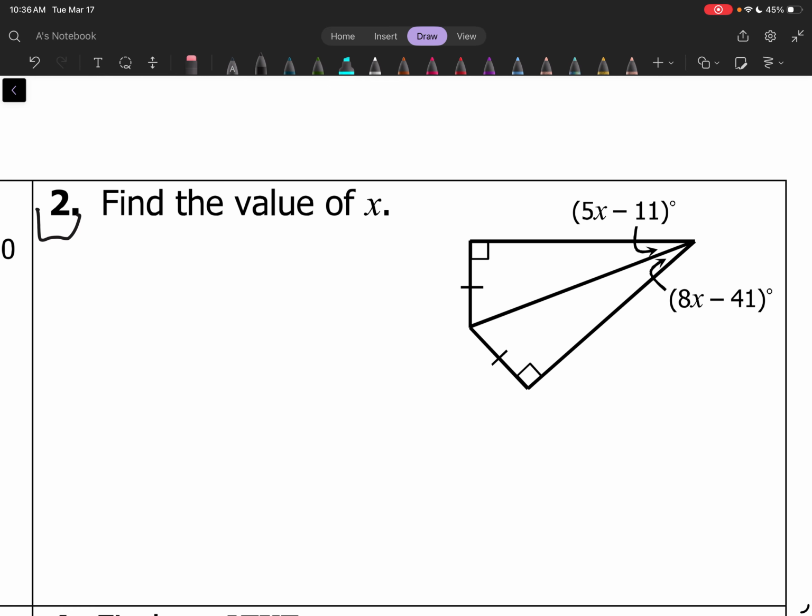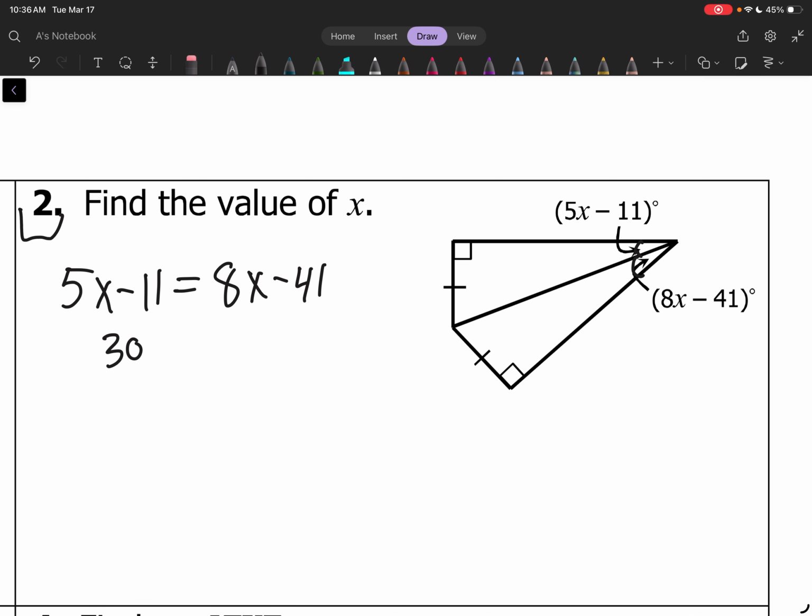Number 2. I notice I have congruent line segments here and here. I have right angles. Therefore, I must have an angle bisector. Each side is congruent. 5x minus 11 is equal to 8x minus 41. I'm going to add 41 to both sides, subtract 5x from both sides.